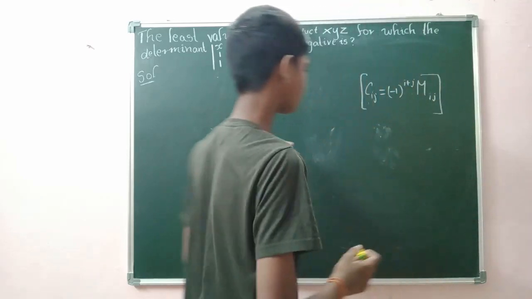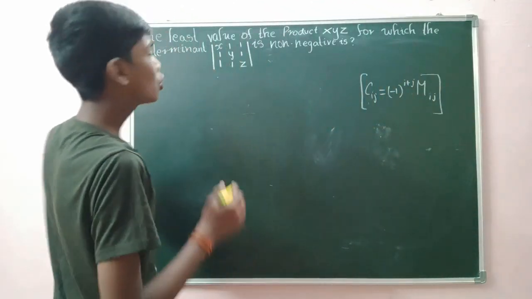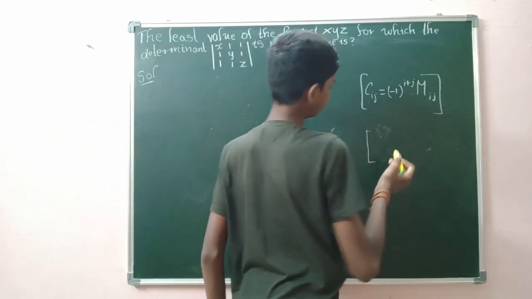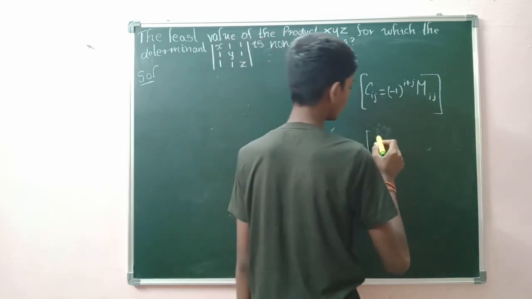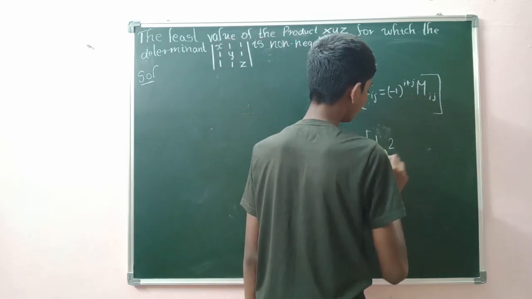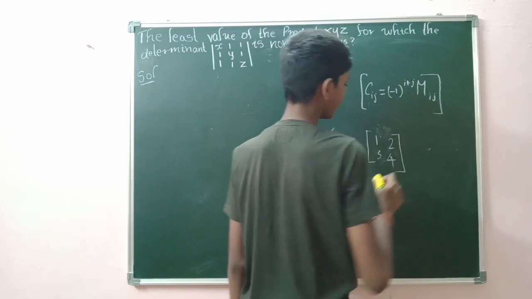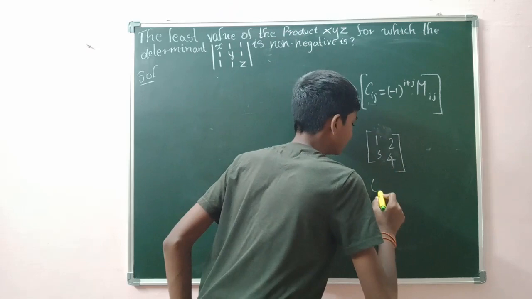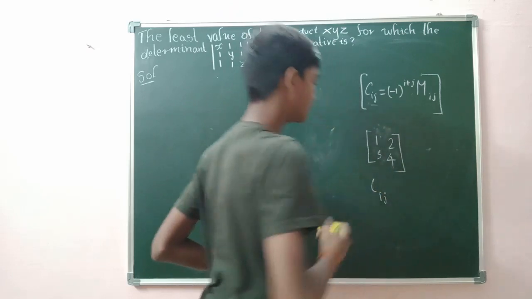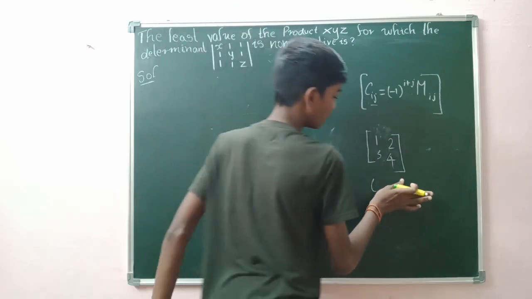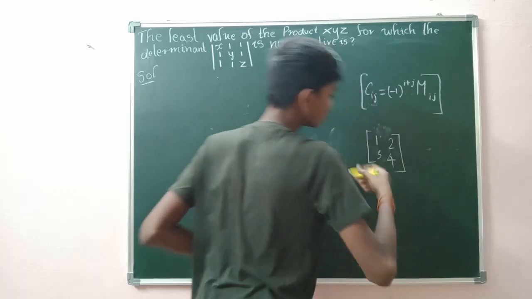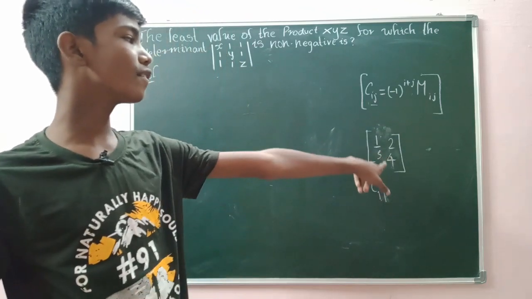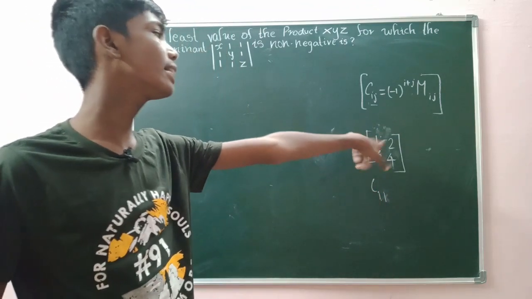For example, I need to find a cofactor. I will introduce a matrix here. Okay, let it be 1, 2, 3, 4. I am taking the matrix like this. If I need to find the cofactor Cij, let i and j be 1, 1. That is first row and first column, which is nothing but your 1. First row and first column, what we are having is 1, the particular element.